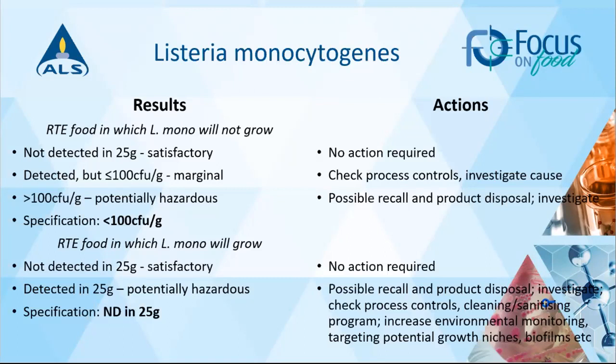In foods that don't support the growth of Listeria monocytogenes, for example, short shelf life chilled products or high acid foods, the specification then is less than 100 CFUs per gram. Higher levels than this are a cause for concern and possible recall of the product, especially if it's likely to be consumed by at-risk groups, which include pregnant women, elderly, immunocompromised.